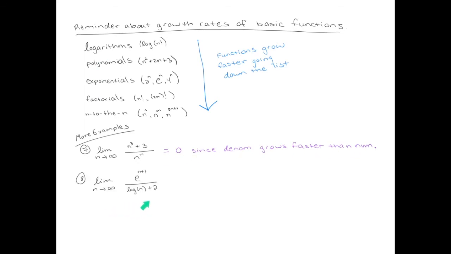And let's do one more of these. Exponentials grow faster than logarithms. So here we've got the numerator approaching infinity much, much faster than the denominator. So overall, it goes to infinity.